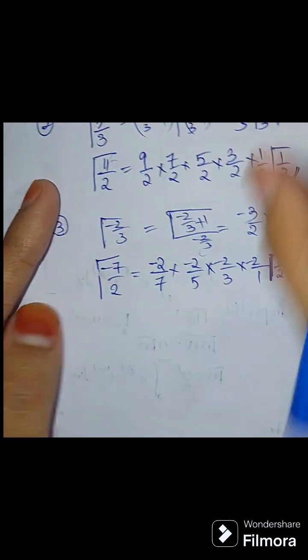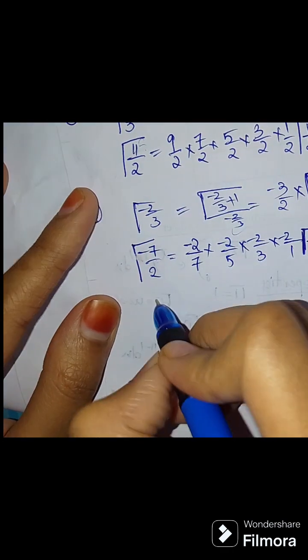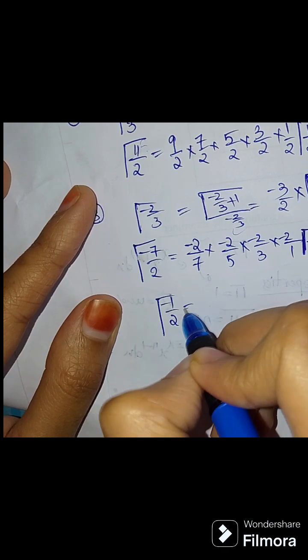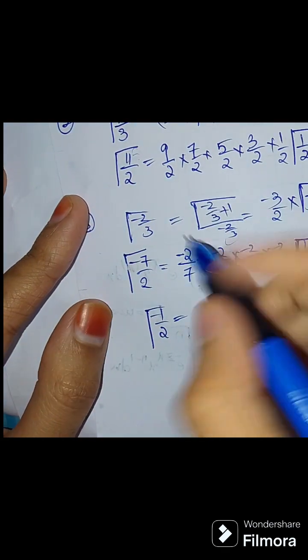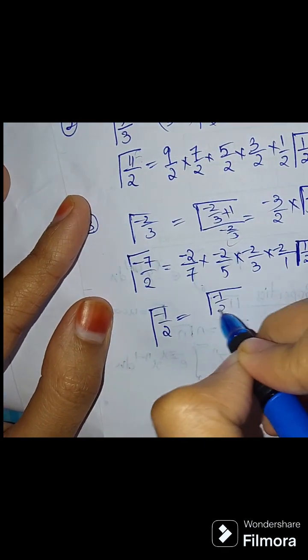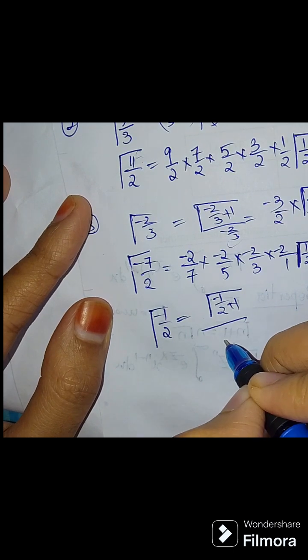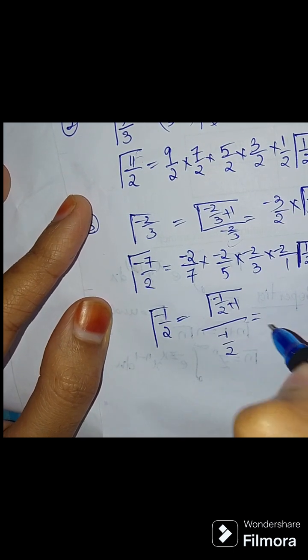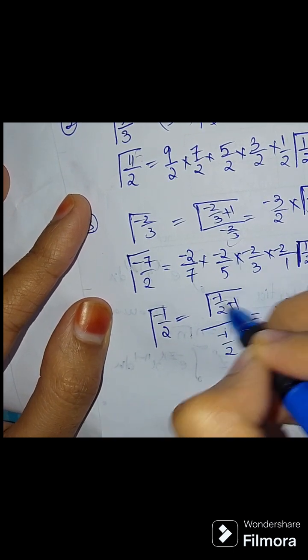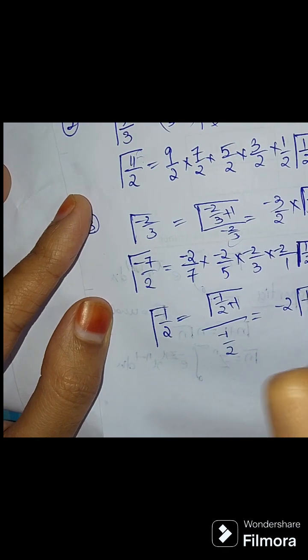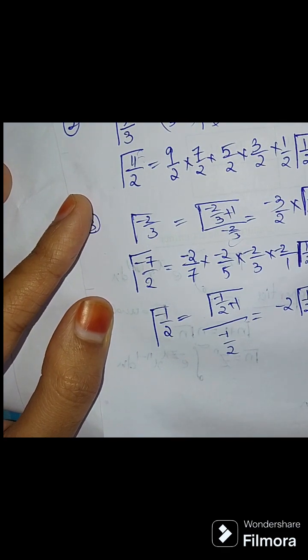So in the same way, gamma minus 1 by 2, we'll do using the formula. Which is gamma minus 1 by 2 plus 1, by minus 1 by 2. So which will be minus 2, gamma 1 by 2, which is root pi. So minus 2 root pi.